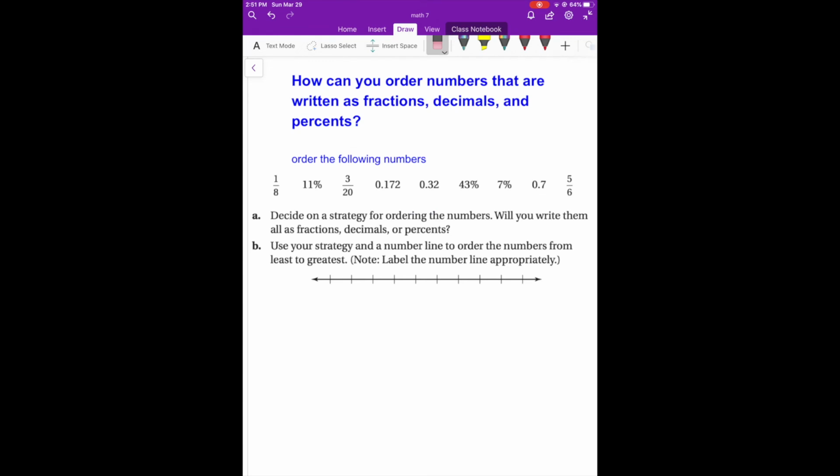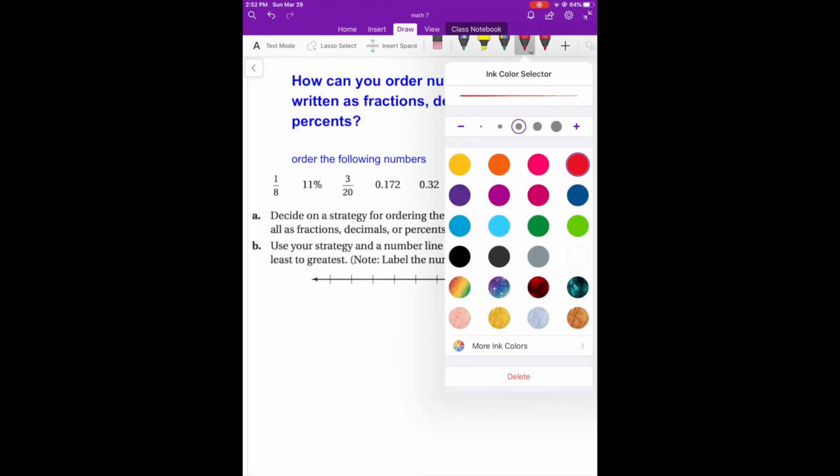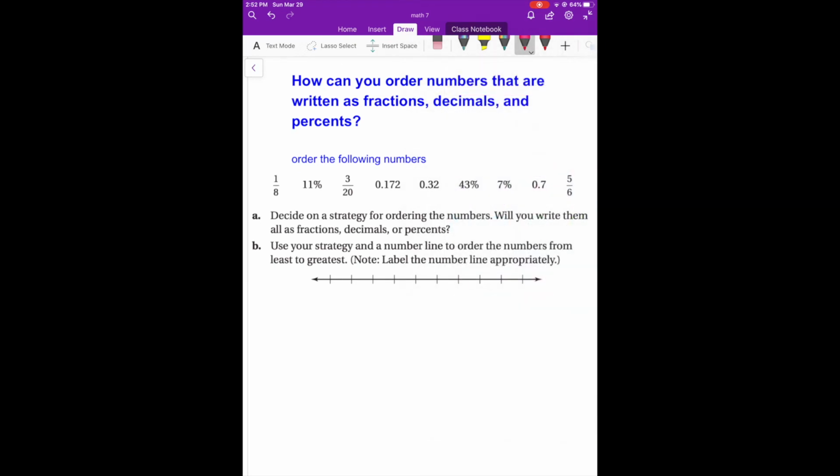So in this part, we are going to order numbers that are given. Let me take a pen. Order numbers that are written as fractions, decimals, and percentages. So we need to convert all of them into one form. Otherwise, it will be hard for you to compare. So let's see, 1/8.